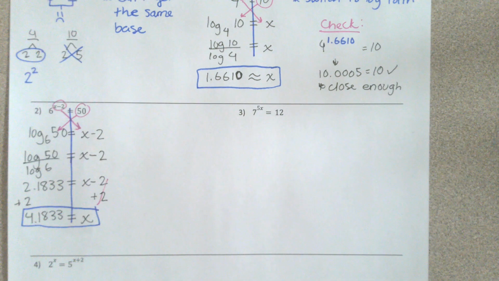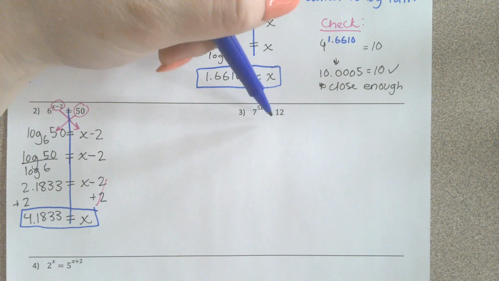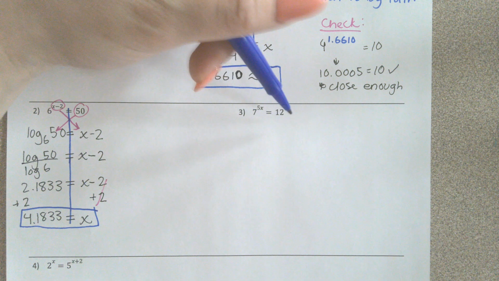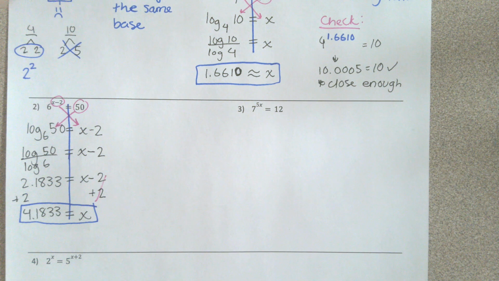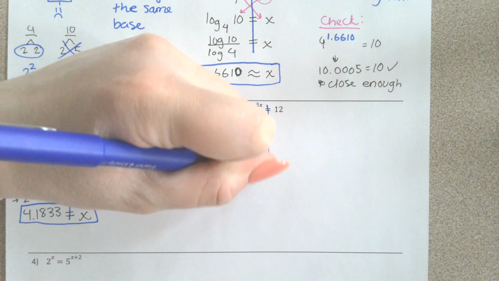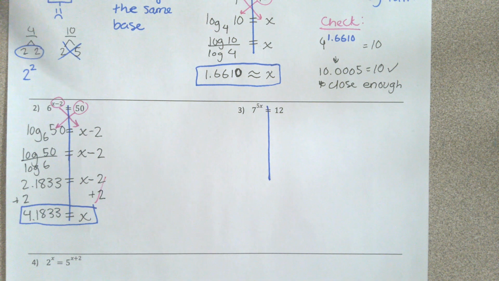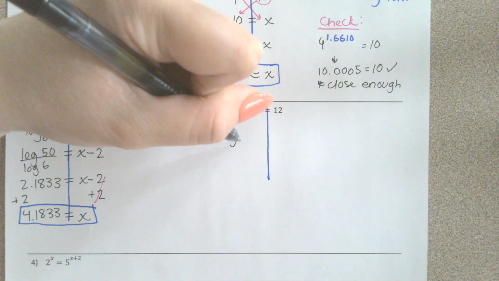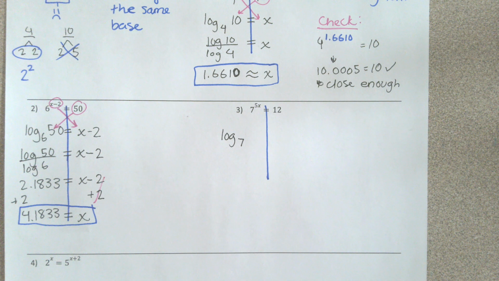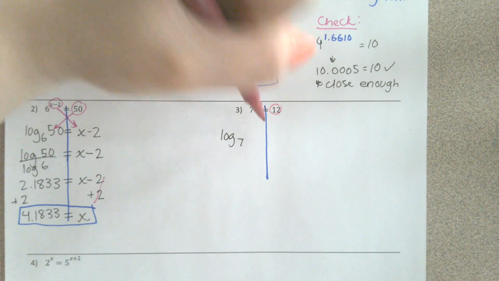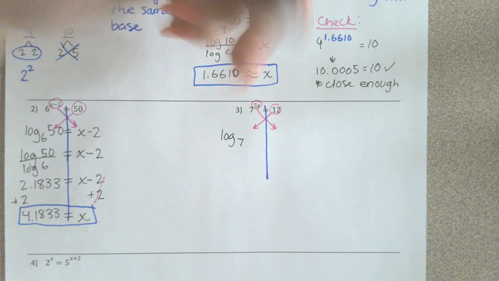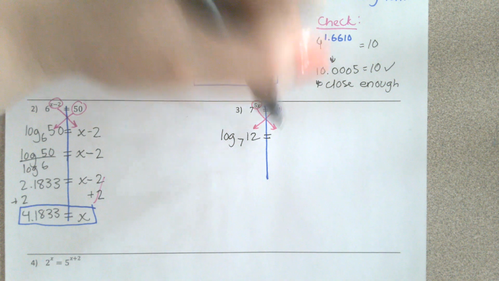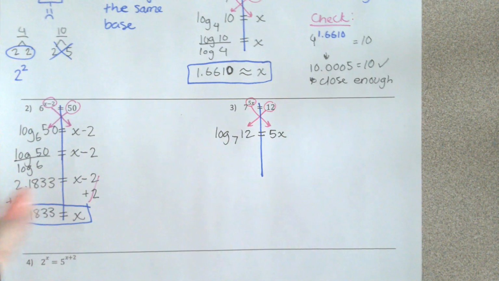Number 3. 7 to the 5x equals 12. We definitely couldn't break these two down. No way. Those would not work if we try to get the same base. So, again, we're going to switch the form. Base stays base, so we have log base 7. The other two switcheroo. 12 goes over here, 5x goes over here. Log base 7 of 12 equals 5x.